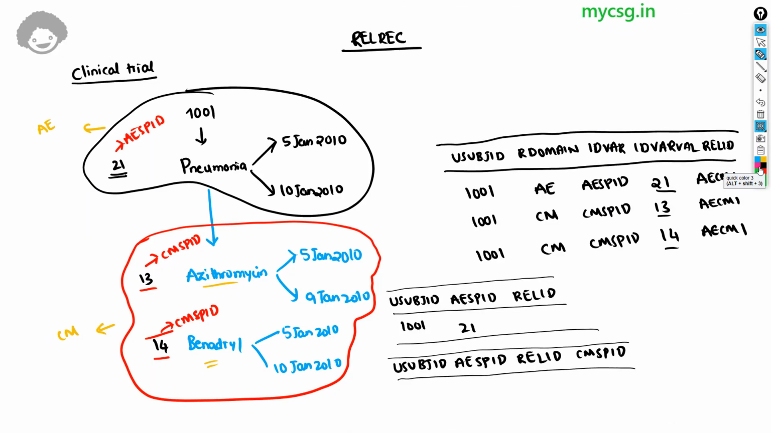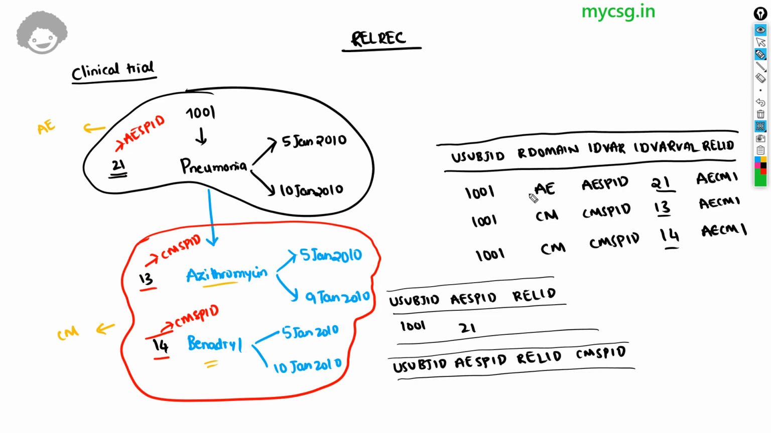We will now see how to use the RELREC dataset to identify the treatments used for pneumonia. It's basically a three-step process. The first step is to identify the RELID associated with this AESPID of 21. The next step is to identify the CMSPIDs with that RELID. And the third step is to identify the treatments associated with these CMSPID values in the CM dataset. So the first step is to fetch the RELID associated with this AESPID 21.